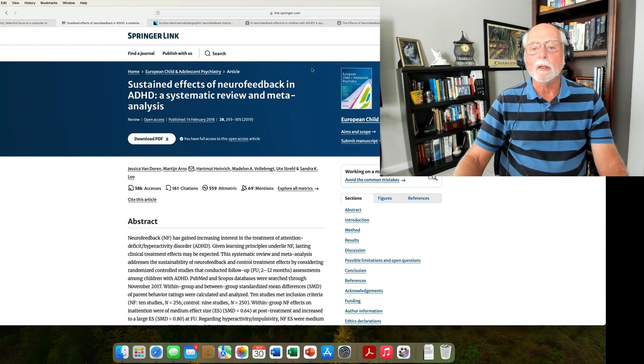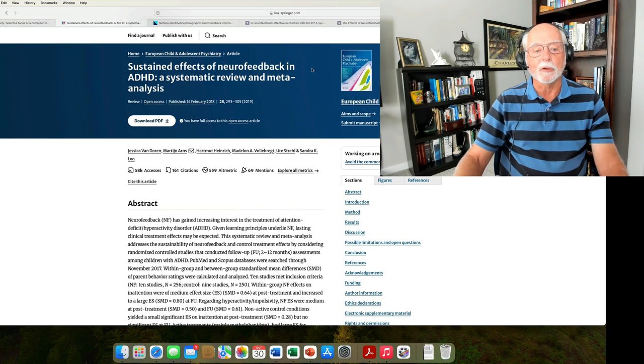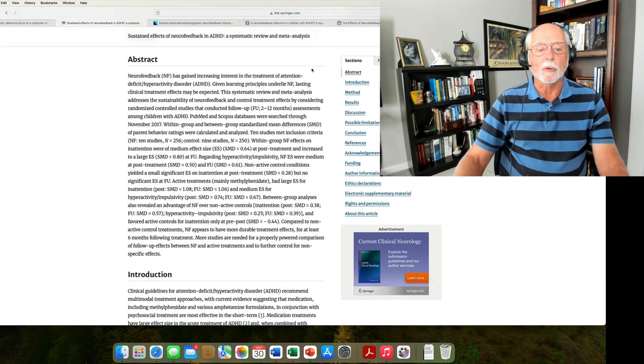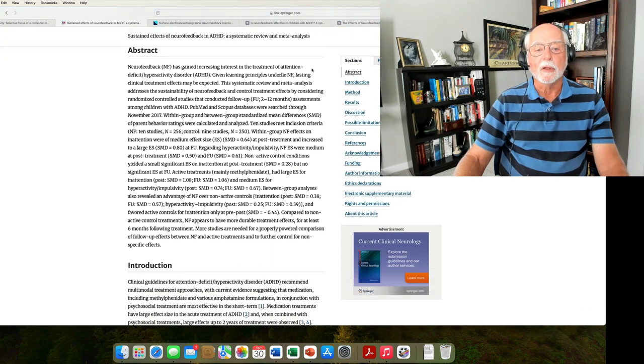This is in the European Child and Adolescent Psychiatry Journal, and it is a review of various studies comparing EEG biofeedback to inactive controls, which means something like a waitlist control group that didn't get any treatment. There were other studies that compared the neurofeedback group to active controls, kids who were getting some other kind of treatment. Some involved just physical activity that was recommended.